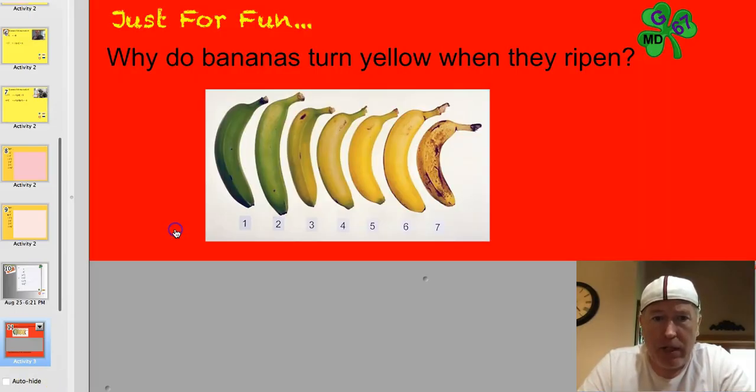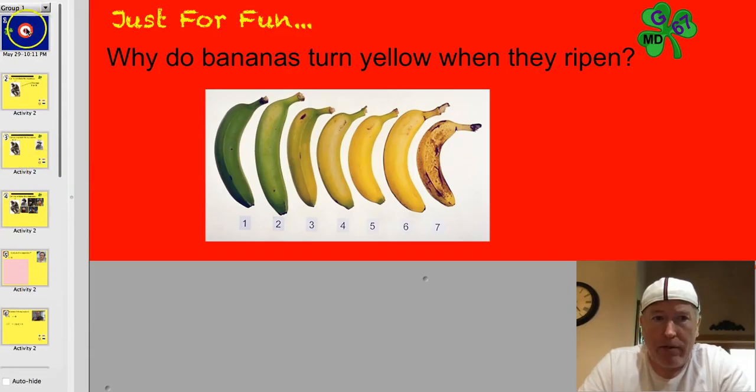Before we do that, let's go ahead and get started with our trivia question turned in from my daughter Tara. Why do bananas turn yellow when they ripen? I'll be back with the answer to that after instruction.